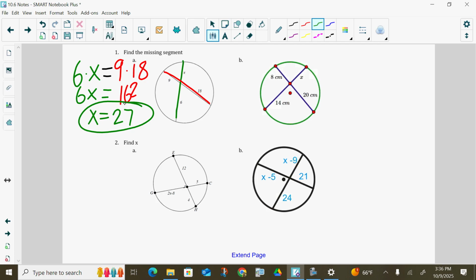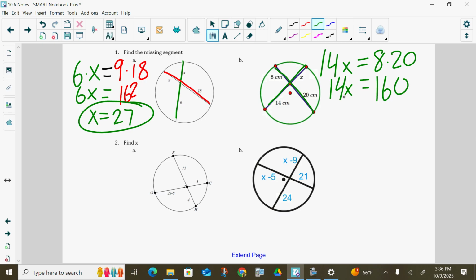All right, now that you tried that for B, we're going to go over the answer together. So our first segment right here is split up into 14 and x. So 14x on one side, and our other segment is split up into 8 and 20. So I'll have 8 times 20 on the other side. 8 times 20 gives me 160, and that's going to equal 14x. When I divide both sides by 14, I get x equals 11.43. So those were two general applications of this theorem.